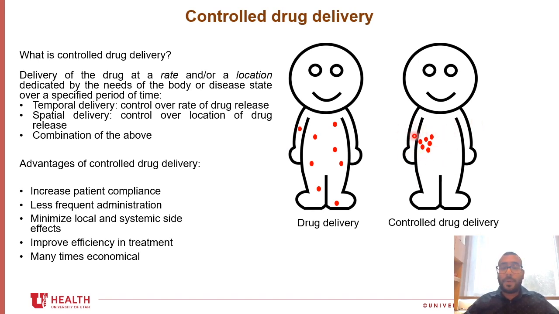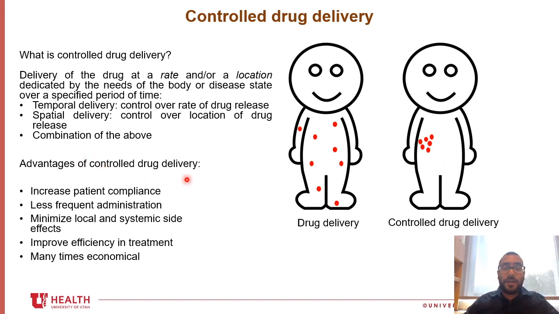For example, do we want it to be released only in the liver, only in the heart, in any specified organ, or any specified location? Or we could also do a combination of both, where we could direct the nanoparticle to go to a specific location in the body, and we can have the drug released from the nanoparticle over a specific period of time.